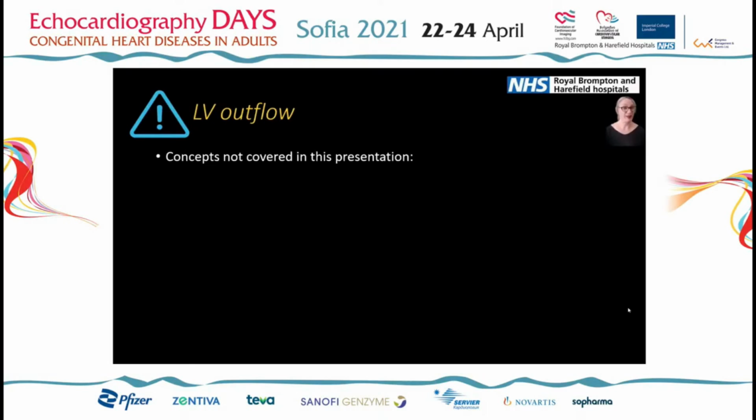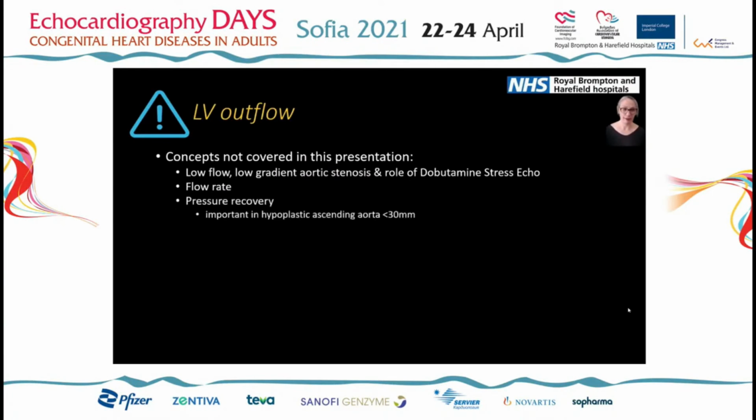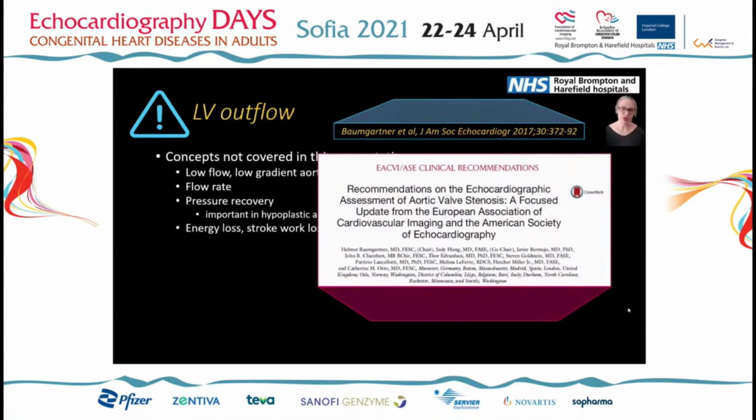There are lots of concepts that I have not covered in this presentation. So things like low flow, low gradient, and the role of dobutamine stress echo. I haven't talked at all about flow rate. I haven't talked about pressure recovery, and this is important when the ascending aorta is hypoplastic or less than 30 millimeters, any kind of long tubular obstruction. I haven't talked about energy loss, stroke work loss, impedance, or any of these kind of more advanced aortic stenosis type of concepts. They're really nicely outlined in the European guidelines though.